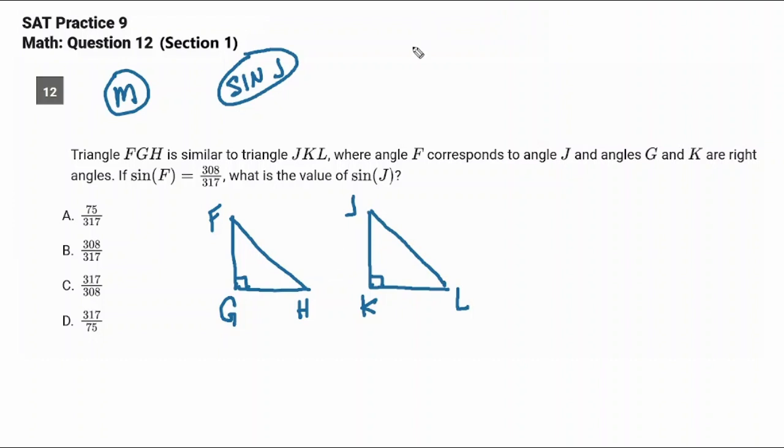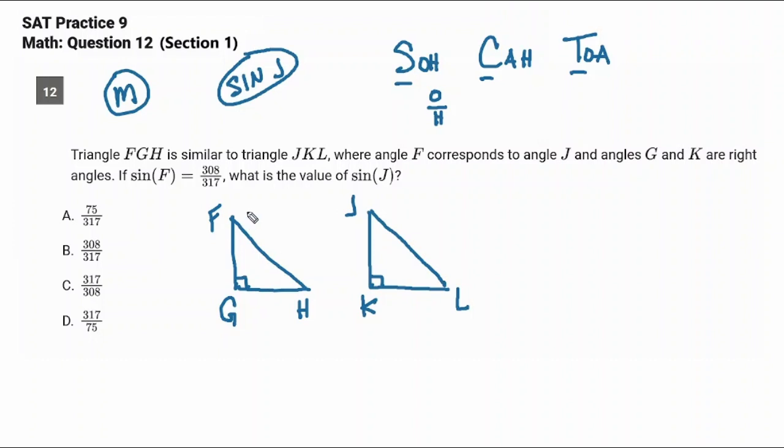All right, every trigonometry problem on the SAT, you can get it right with SOH CAH TOA. Sine, cosine, tangent. And you know this trigonometry problem can't be that hard. Why? Because it's medium. So what are we looking for? We're looking for sine. Sine is opposite over hypotenuse.